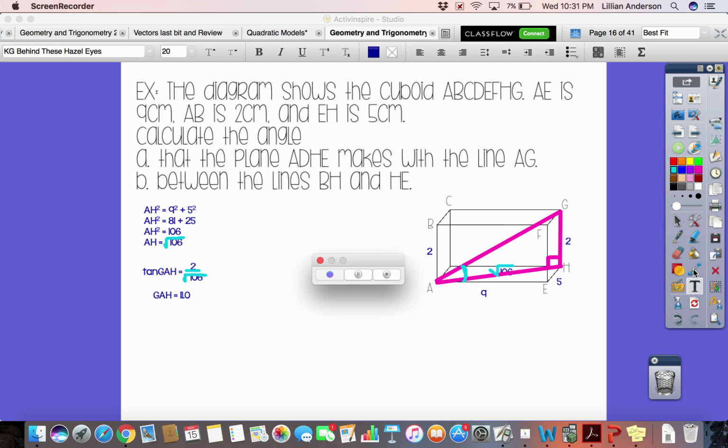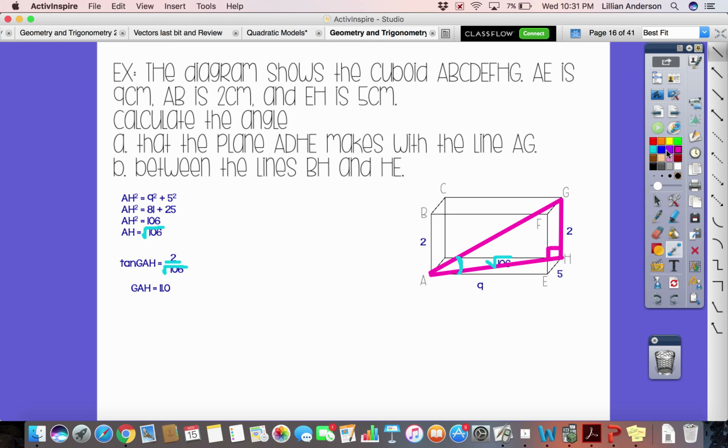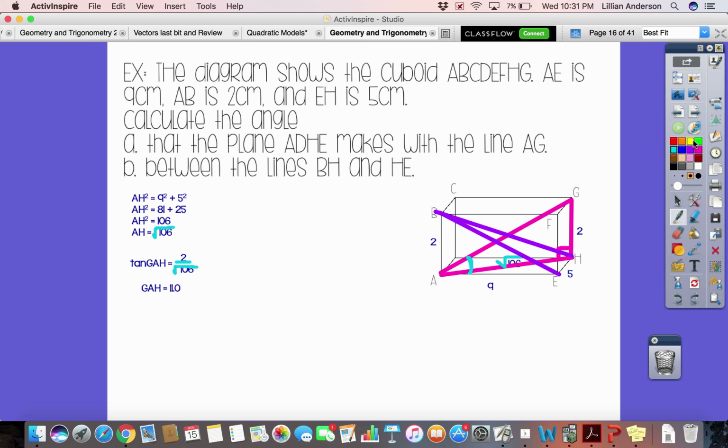And now to answer B, it says calculate the angle between BH, which is the purple, and HE. So we're looking for that angle right there. Use a different color. I'm going to use purple and match it. So for this angle right here.